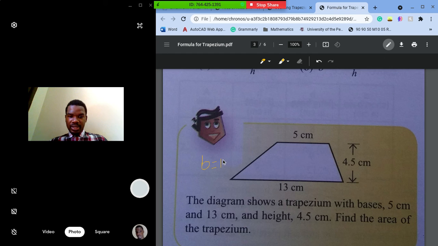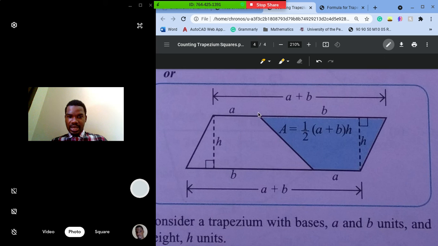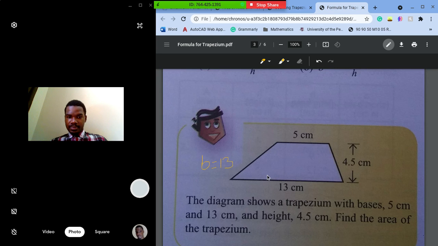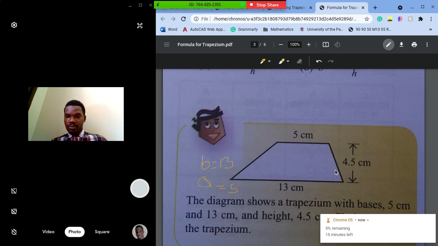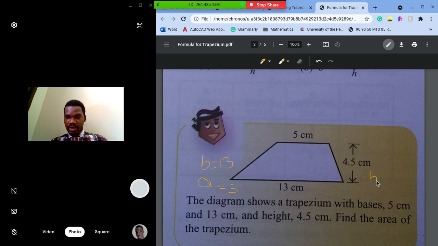What would be the A, Michael? Remember, look back on the diagram. A is equal to the distance at the top. So what's A? 5. There you go. A is equal to 5. And then the height is going to be the distance that goes from the bottom going up. So what's the distance from the bottom going up? 4.5. Good. So height is equal to 4.5.